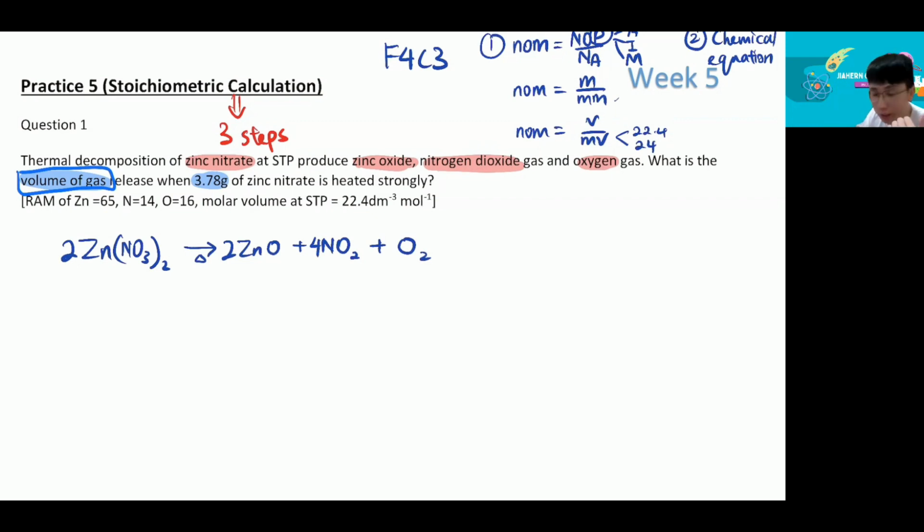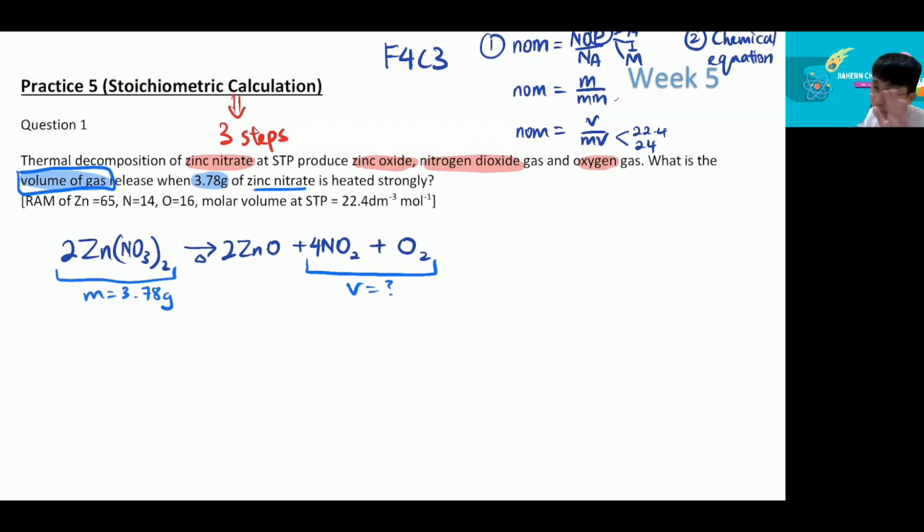So I'm gonna go down here and try to put a bracket here. I want to find the volume of these 2 gases. So label down what you want, and also label down what you have, which is the 3.78 gram. So you're gonna go to zinc nitrate. We find out which one is zinc nitrate. Zinc nitrate is the first chemical compound. So you can put down here that I have the mass, which is 3.78 gram.